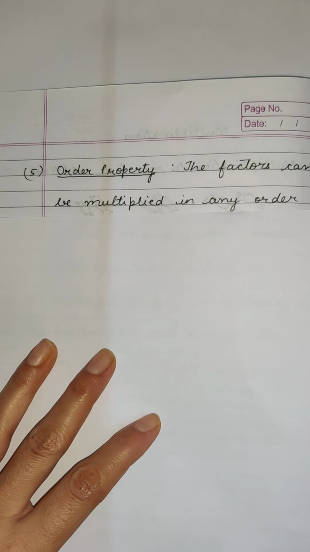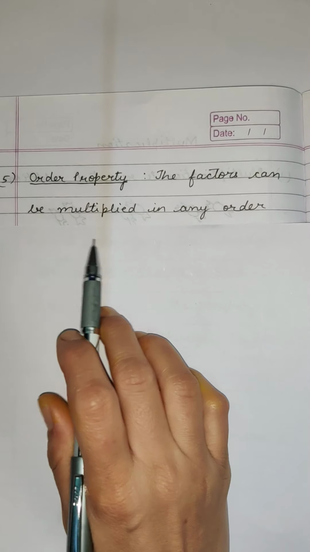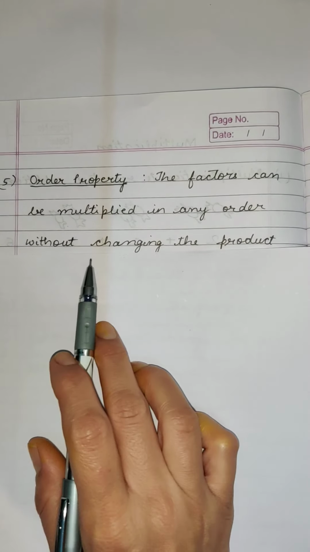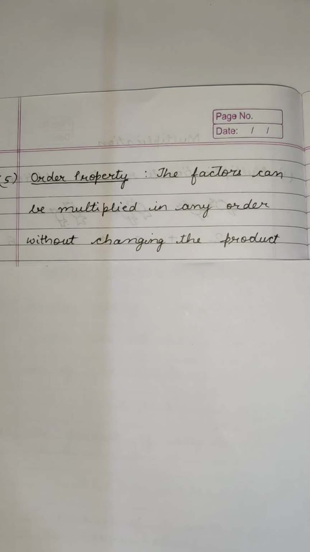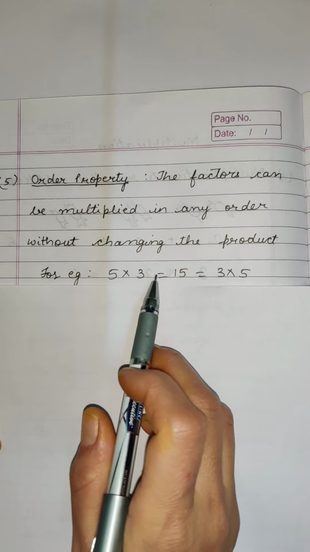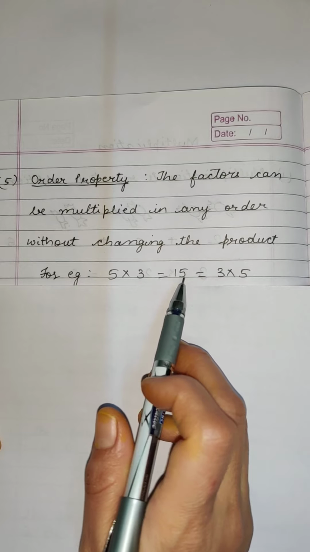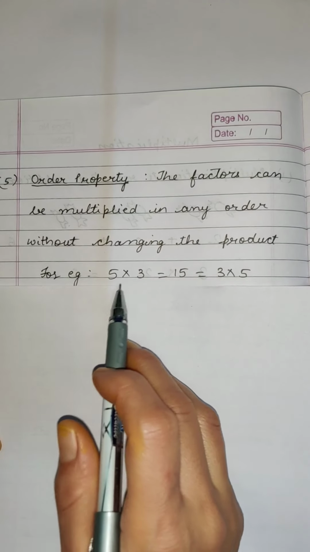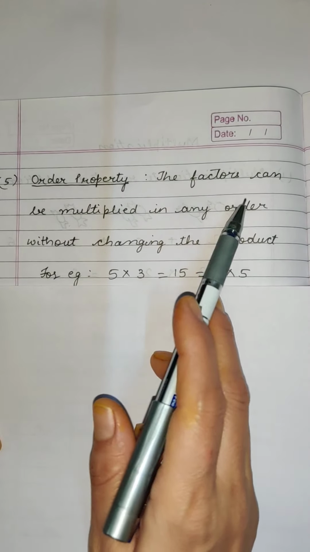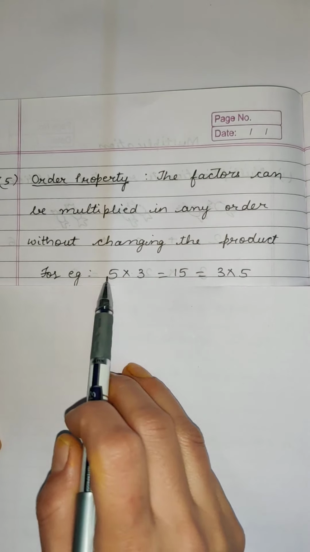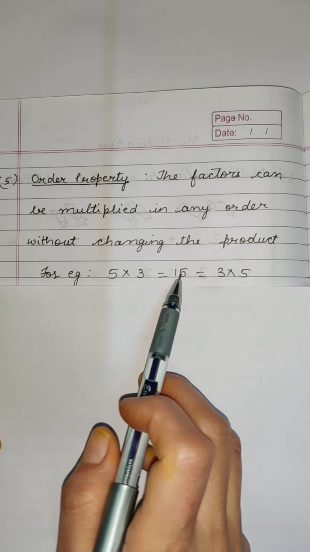Now let us see the properties of the multiplication. The first one is the order property. The factors can be multiplied in any order without changing the product. Now suppose you multiply 5 3s are, you get 15. Even if you multiply 3 5s are, even then you will get 15. So if you multiply the factors in any order, the answer remains the same.